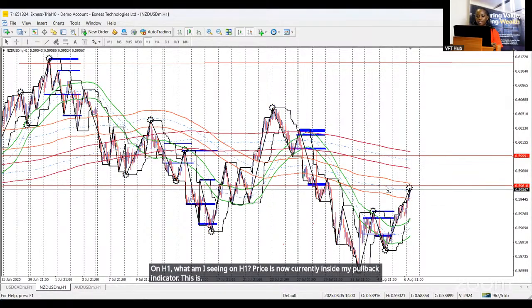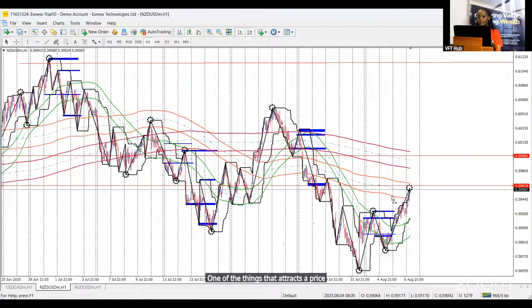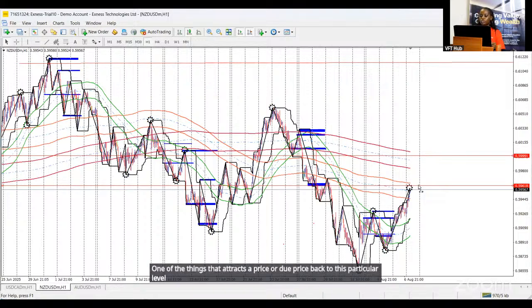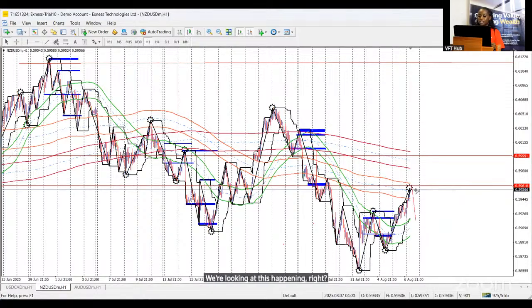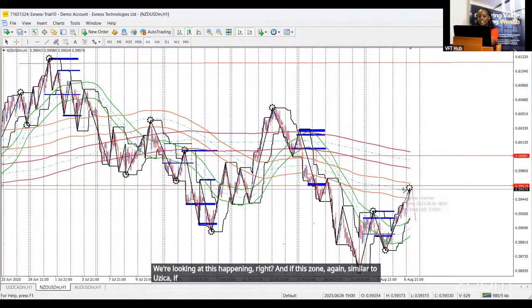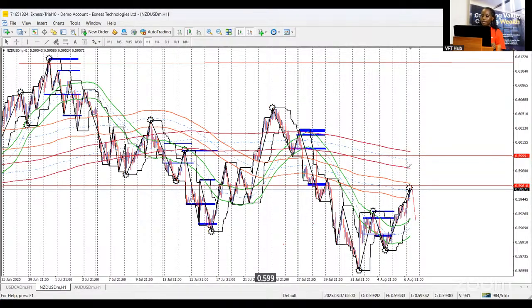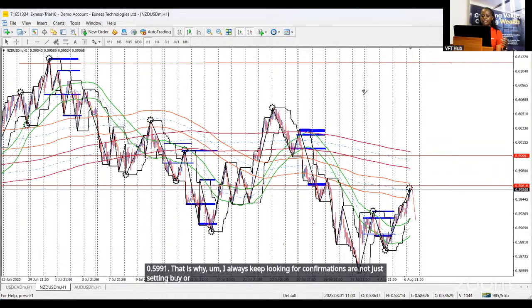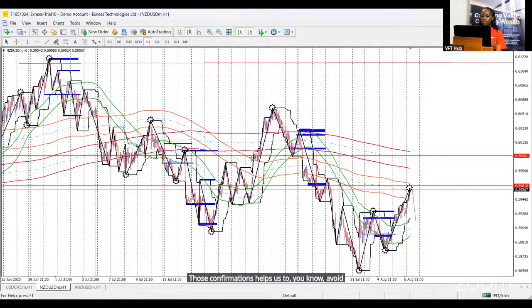This is one of the things that attracted price, or drew price back to this particular level. So looking at this happening, right? And if this zone, again similar to USD/CAD, does not hold, where is the next level that we hold? 0.5991. That is why I always state looking for confirmations and not just setting buy or sell limits at particular levels. Those confirmations help us to avoid unnecessary trades.